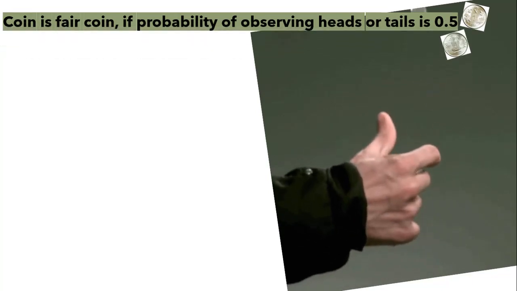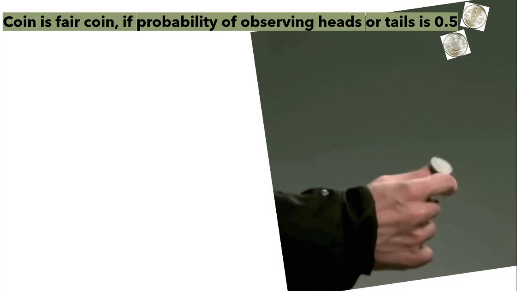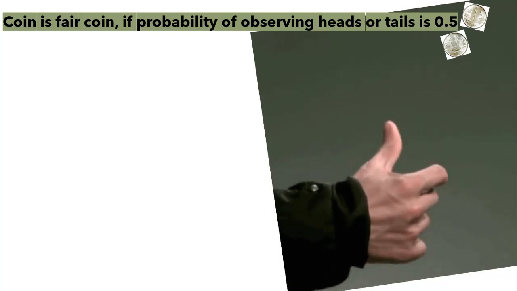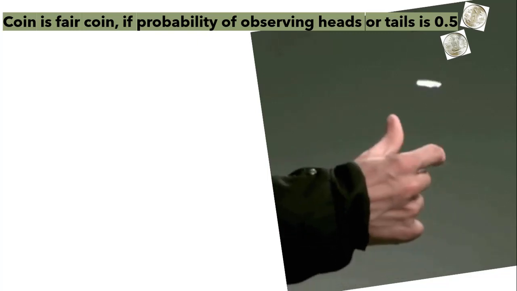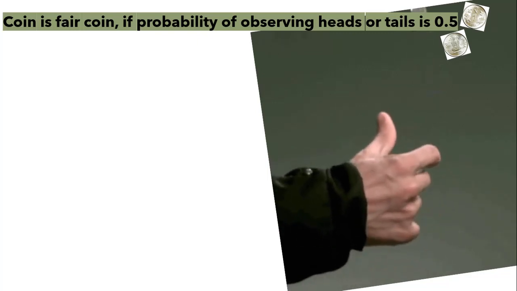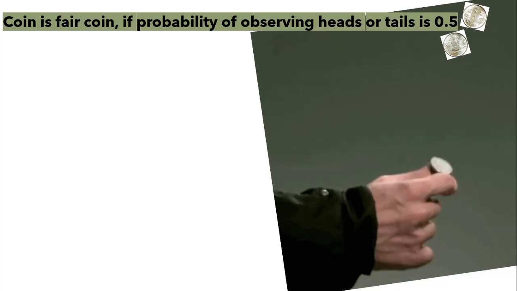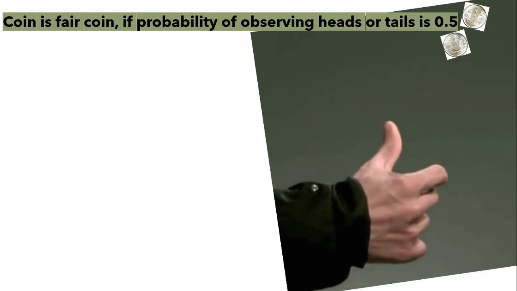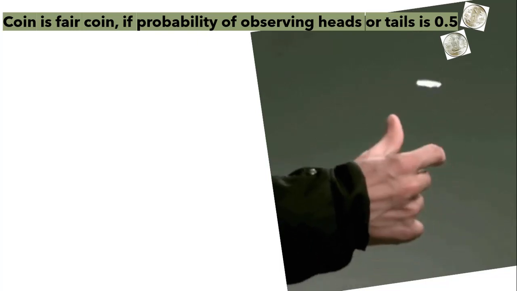So before going ahead, let's create some rule for this. So if we observed head and tail with equal frequencies, or the probability of observing heads or tails is 0.5, then it can be established that the coin is a fair coin. And if we are failing that, then it will be a biased coin.